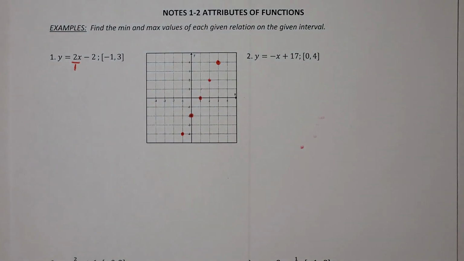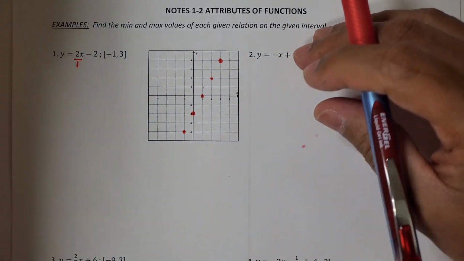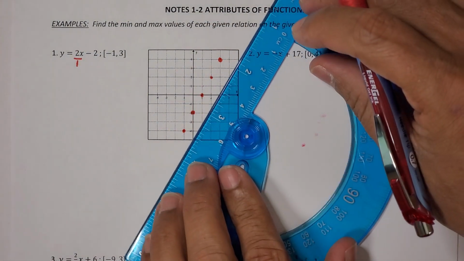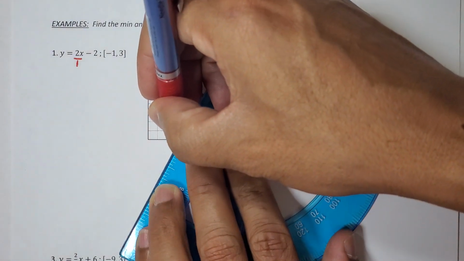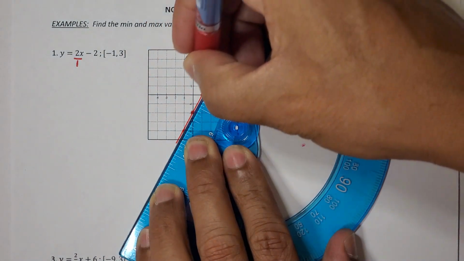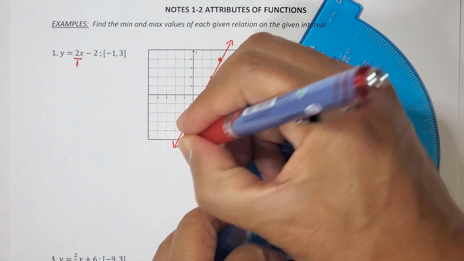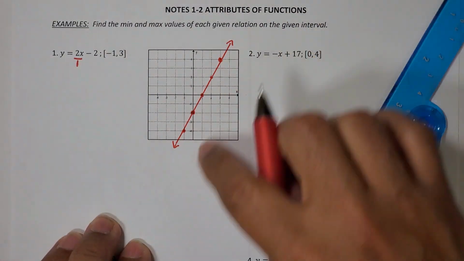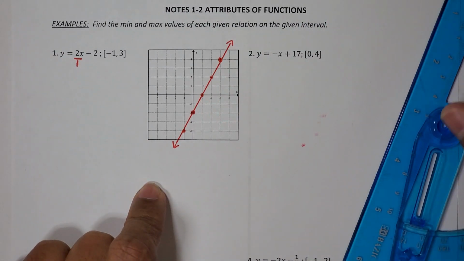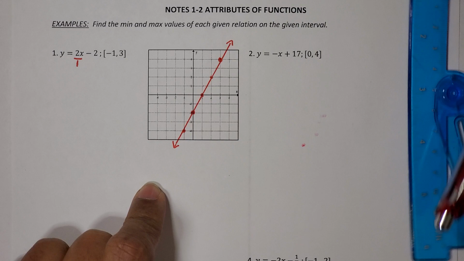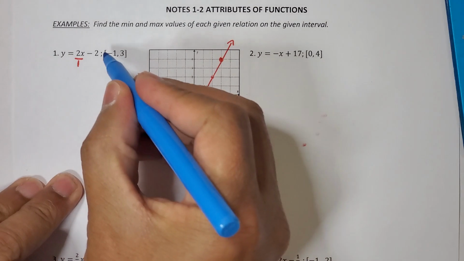Once I have my points plotted, what I'm going to do is use a straight edge, a protractor. As long as you have a straight edge, you can use any type of straight edge. The purpose of this is you can draw straight lines, and sometimes I'm looking for information on graphs. And if you don't use a straight edge, your line might be crooked, and it's hard to tell if it's even the right graph for the equation given. Okay? All right.